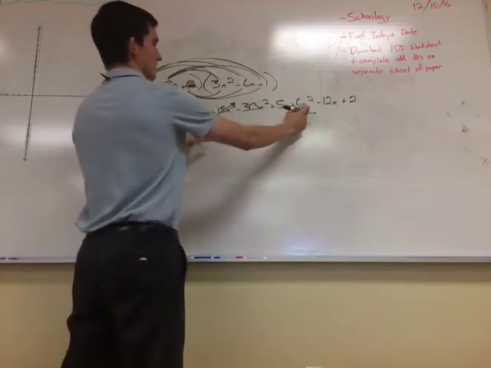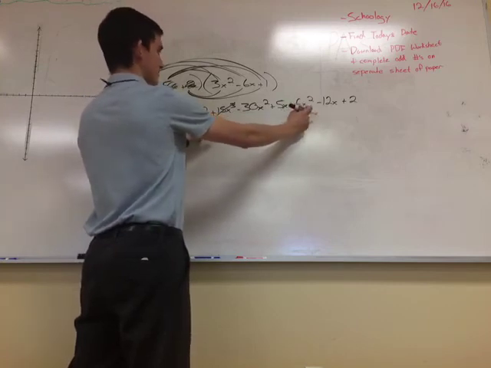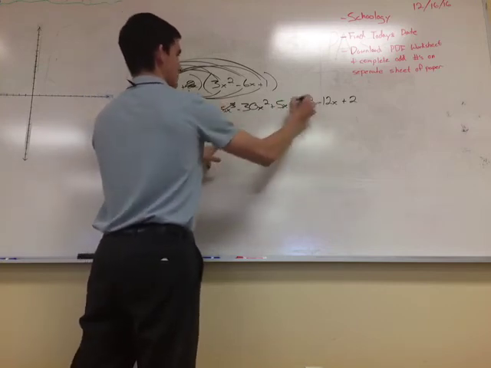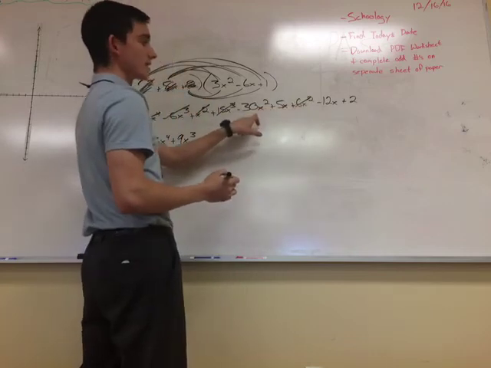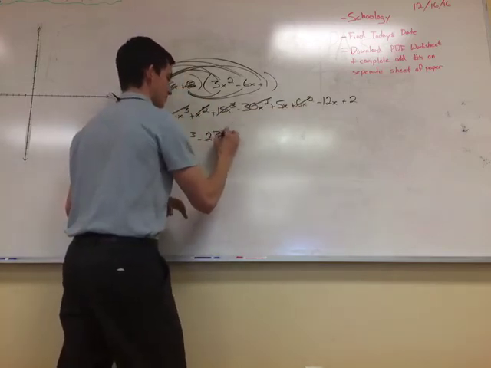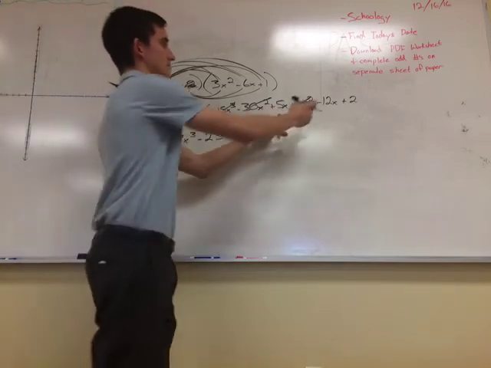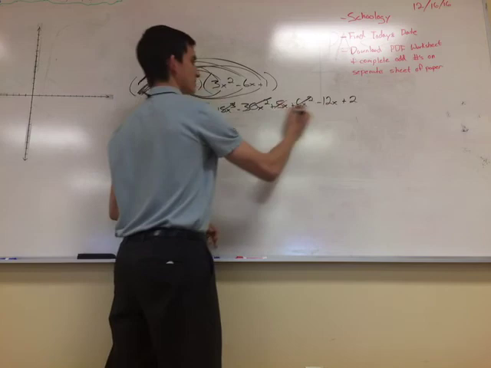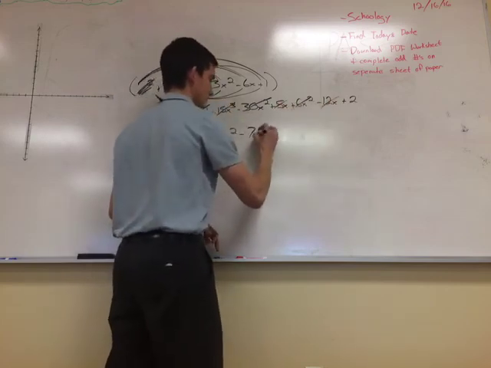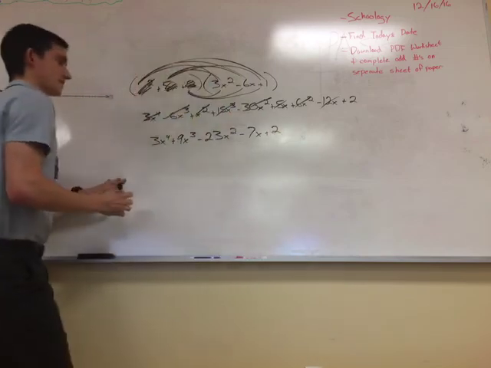Squared, squared, squared. So I have 3 things being squared. They all need to be combined. So x squared and 6x squared, that's 7x squared. 7x squared. And then negative 30x squared. So I have negative 23x squared. 5x minus 12x is negative 7x. And then 2. Like that.